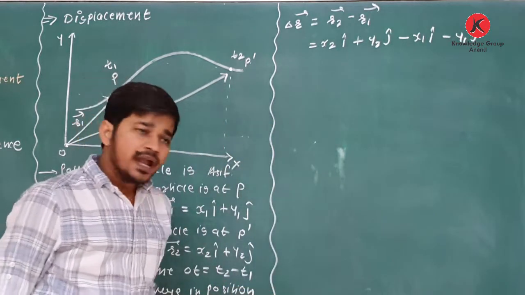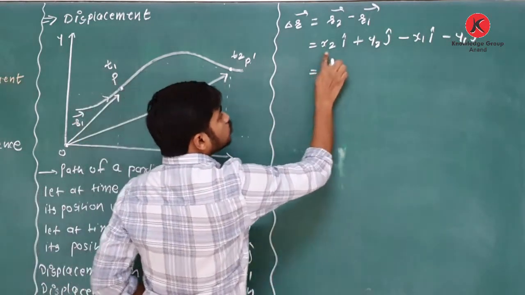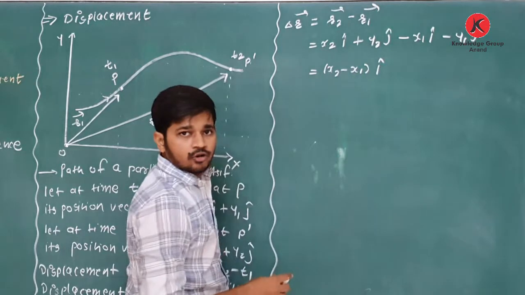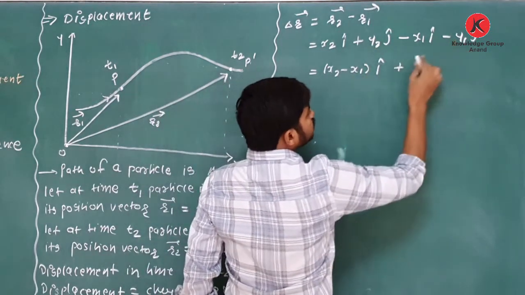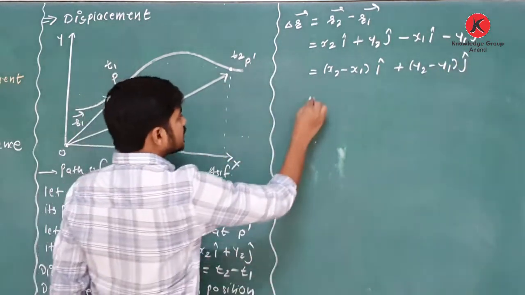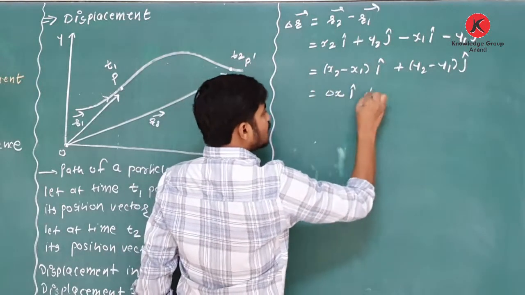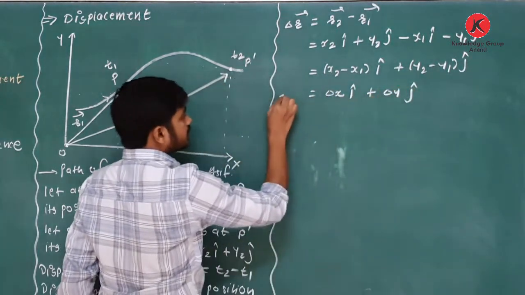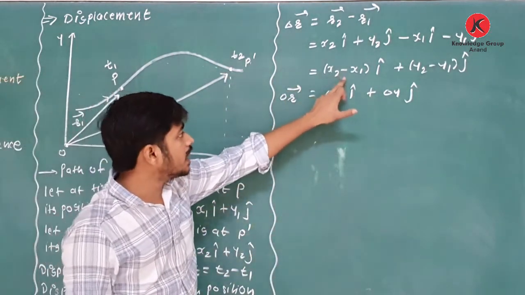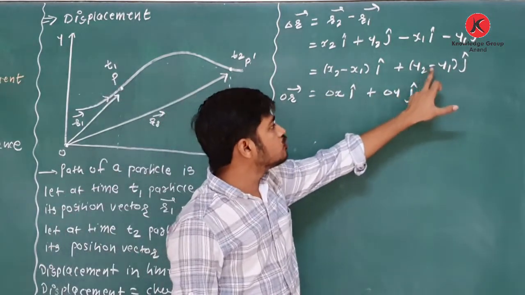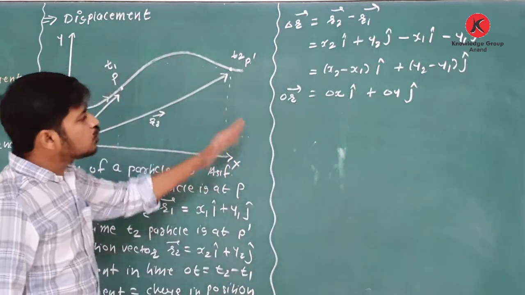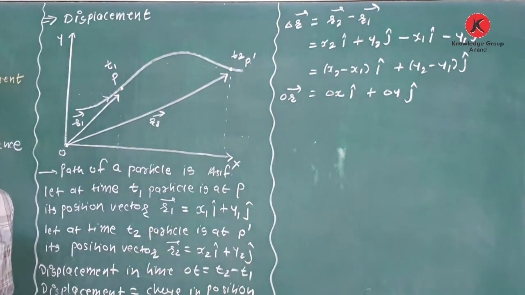Clear about this? Okay, now we will make a group of x components. x2 i minus x1 i, so I can write this as (x2 minus x1) i caret. Similarly, plus y2 j minus y1 j means (y2 minus y1) j caret. Clear about this? So I can write delta x i plus delta y j. It is displacement delta r, where delta x is equal to x2 minus x1, delta y is equal to y2 minus y1. Clear about this? Okay, so yes, it is how to find displacement.